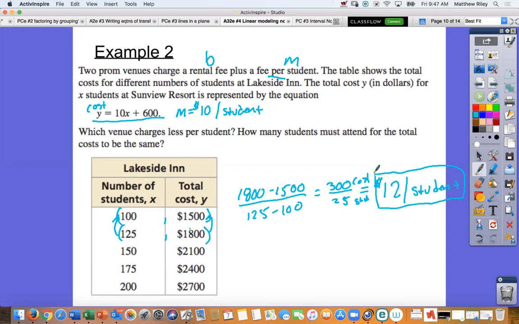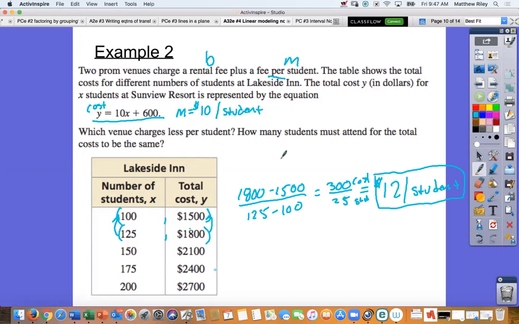Now I'm going to slow down real quick. Any questions? And I could have picked any 2 points up here. It didn't matter. I could have gone from 200 to 100 or 200 to 150. I could have even gone from 100 to 150.